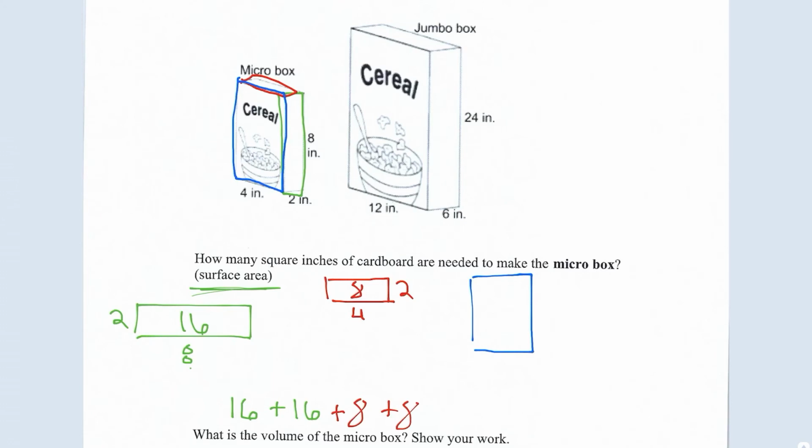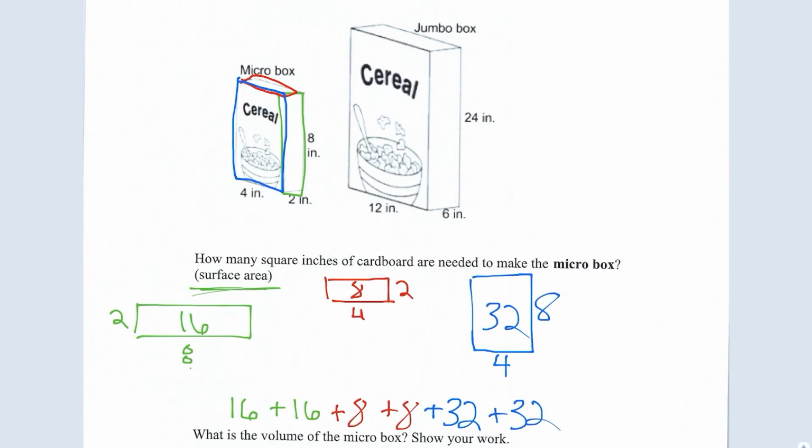So it kind of looks like this. I know that the base is 4 and the height is 8. Therefore, the area is 32. How many of these blue rectangles are there on the box? There are 2 of them. There's a front and there's a back.